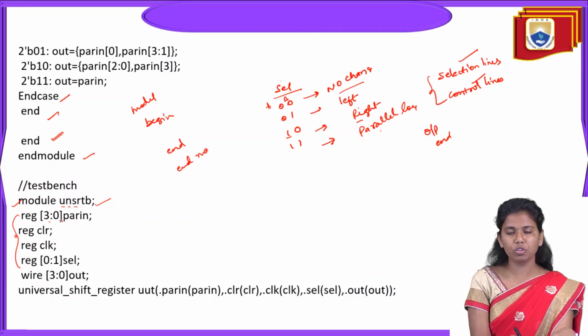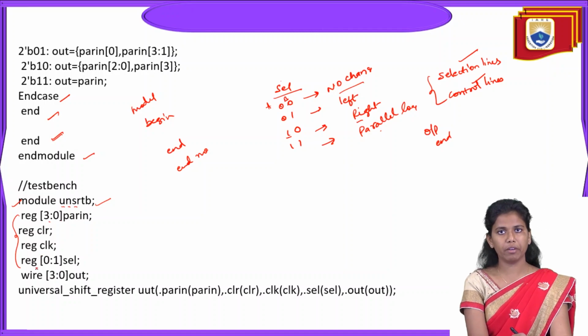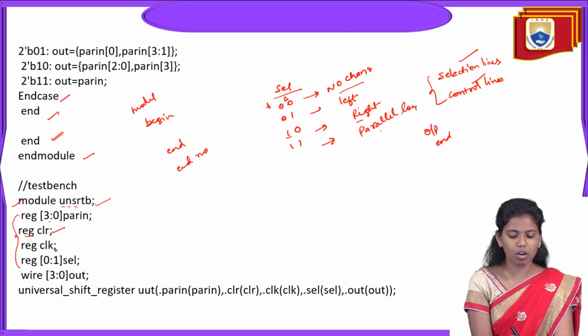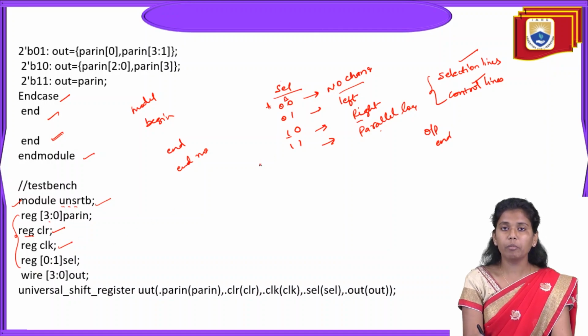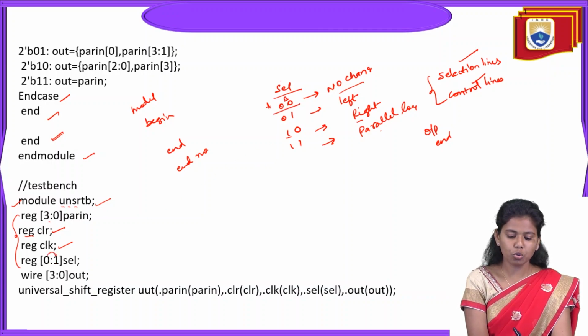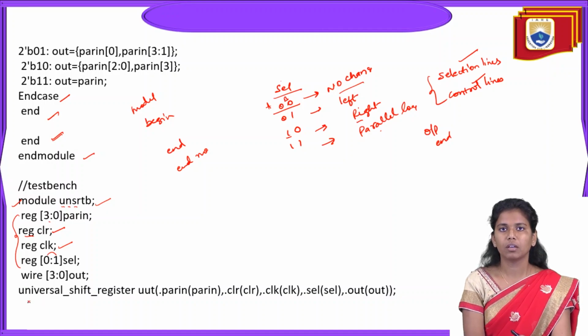So reg [3:0], that's 4-bit, and we are writing the code in terms of behavioral modeling. So reg clock, clear, and then the selection lines. How many selection bits are we considering? 2 selection lines, so [1:0]. And then wire. Wire is meant for the physical connection between two elements. So wire [3:0], that is the 4-bit output.